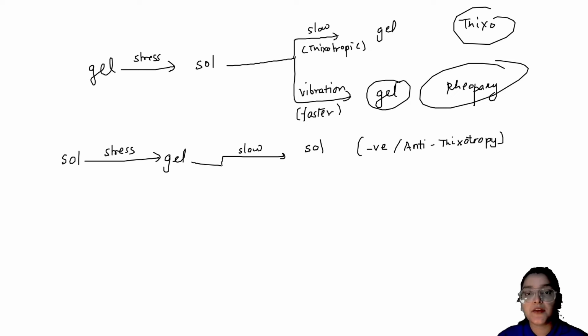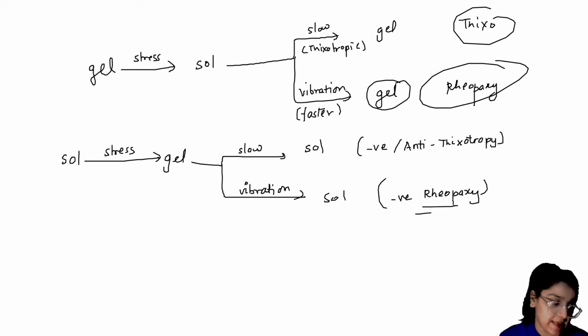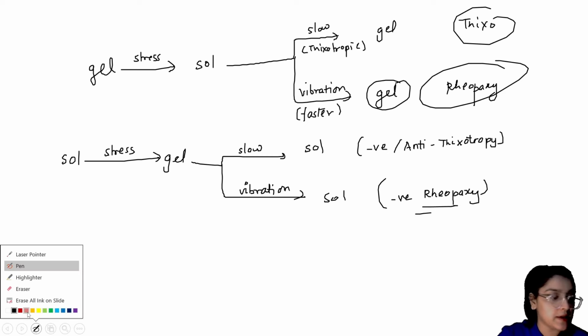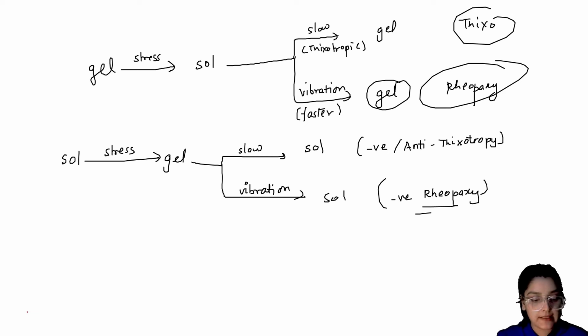Okay, if a mild turbulence or vibration is provided, this is converted to Sol, but this process will be called negative GST. Very important, students, from your exam point of view. Very important. Okay, so you must note down this summary of what these materials hold. We have seen the example of the thixotropic systems.